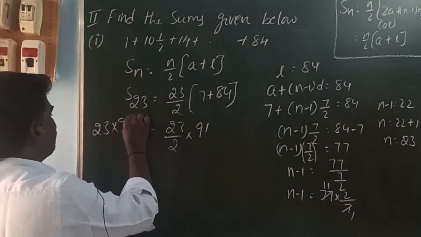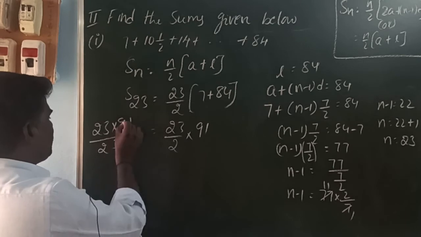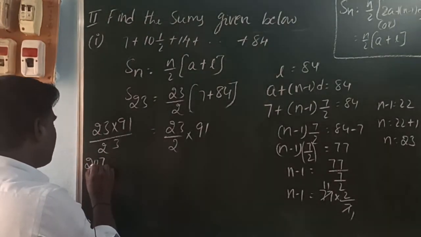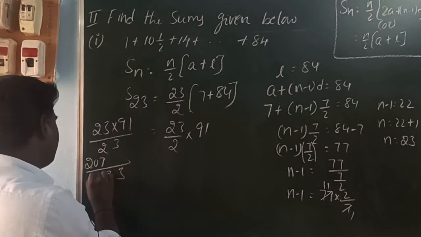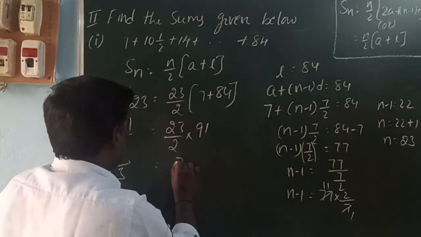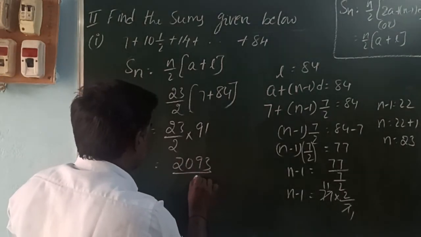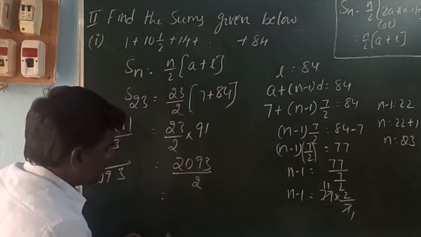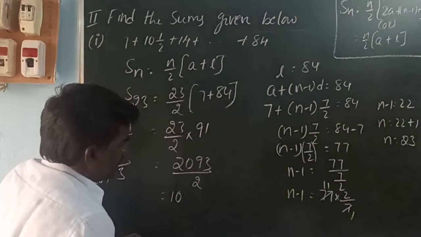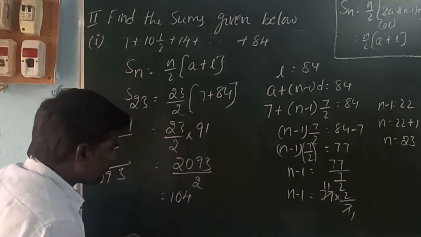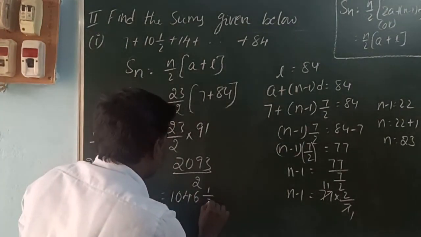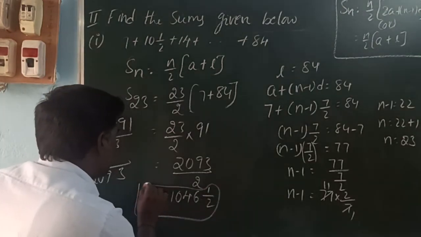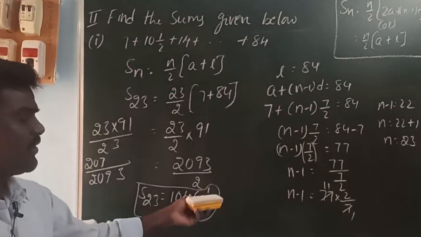So 23 into 91, that is 2093. So 2093 by 2. We can convert it to a mixed fraction, that is 1046 1 by 2. The sum of 23 terms is 1046 1 by 2.